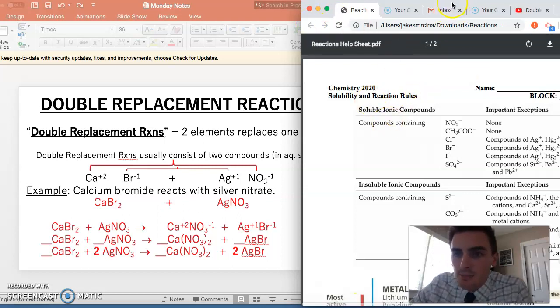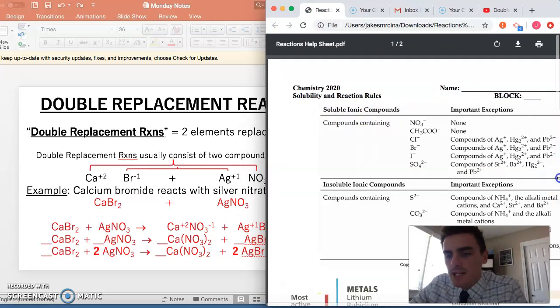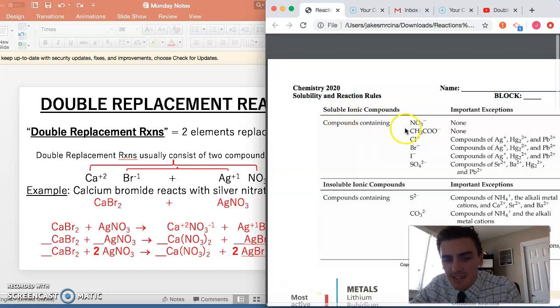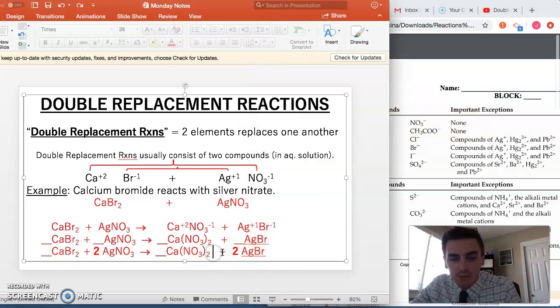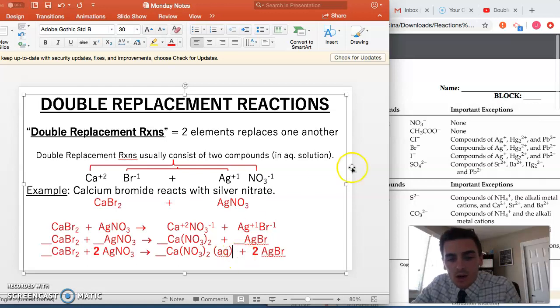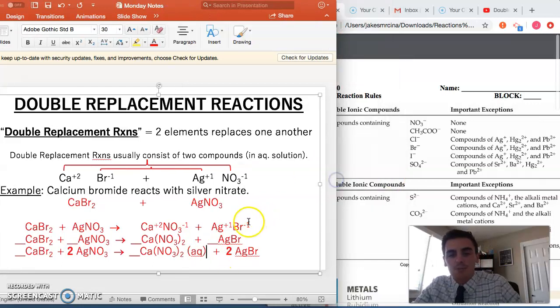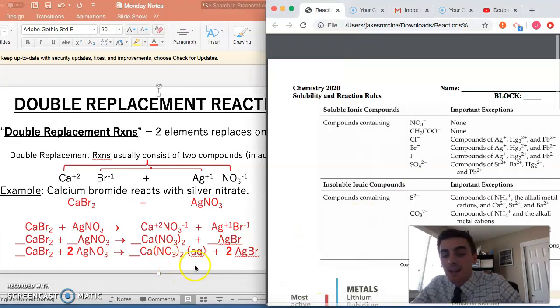Going back to your reactions help sheet now, there's two sides of this you can use. The front side kids don't usually like as much, but soluble, guys, means that something's aqueous and it's going to be dissolved. So if you go look at this, what this means is that anything that has nitrate in it is soluble. So technically, if I go over to my reaction right here, I could go add the letters AQ with calcium nitrate because I know that it's not going to form a solid. It's going to be dissolved in solution and it's going to get pulled apart by whatever it's in solution with. AQ means it's soluble and it will be dissolved.